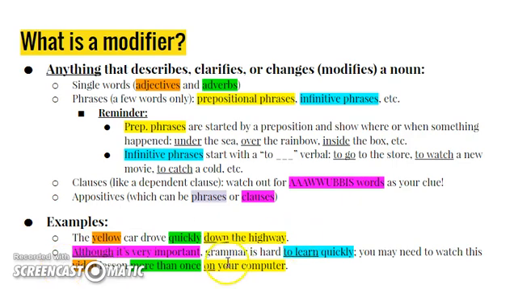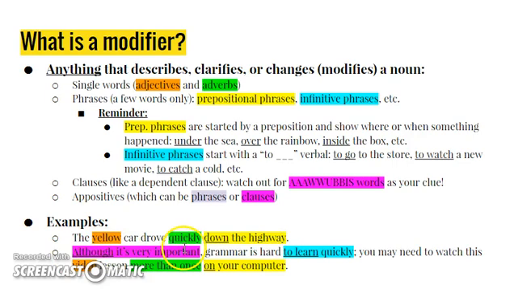So in general, here are some color-coded examples of modifiers. The yellow car drove quickly down the highway. Which car? The yellow one, adjective. How did it drive? Quickly. Where did it drive? Down the highway. So here's my preposition launching a prepositional phrase.